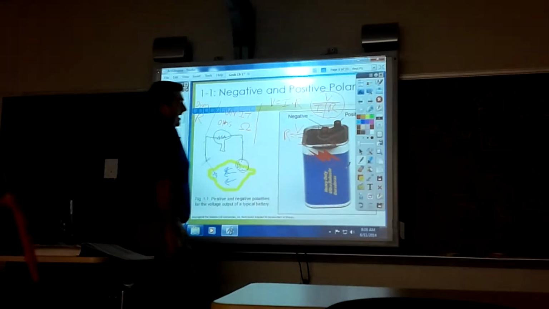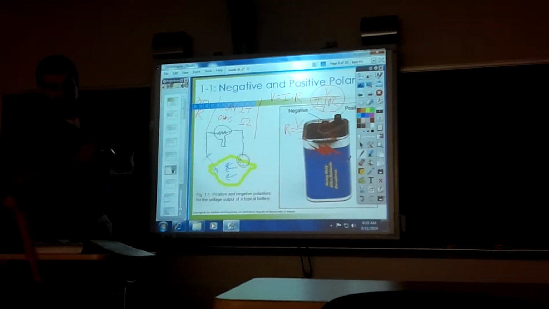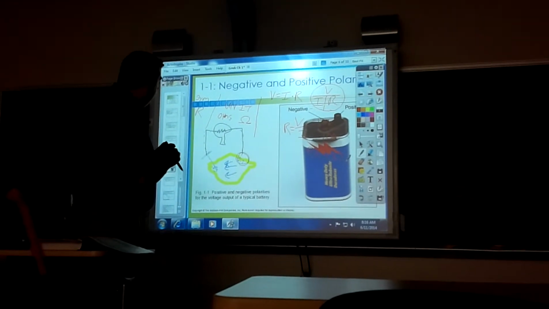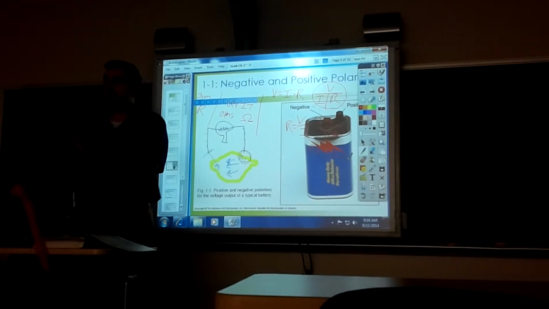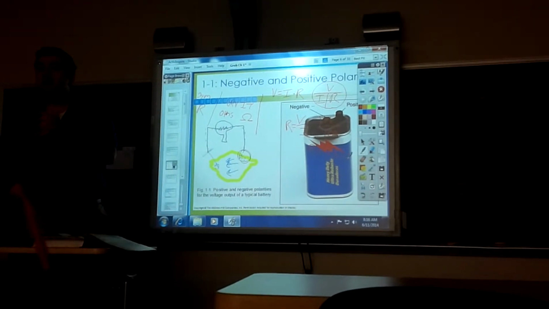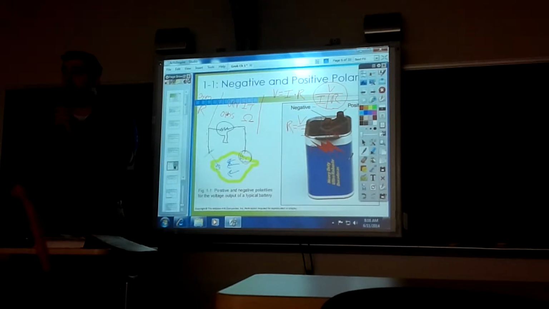Notice here I didn't put 10I, I put 10A. Okay, and that is the difference between the symbol and the unit. So, this is one way that we can separate the electrons from the atoms to create electromotive force.